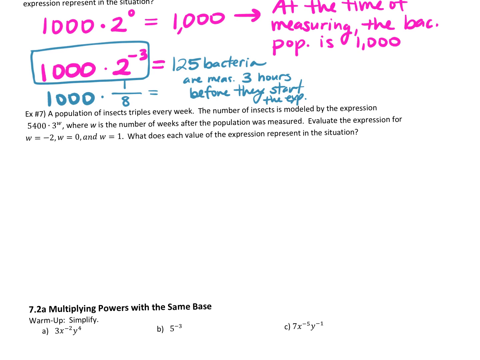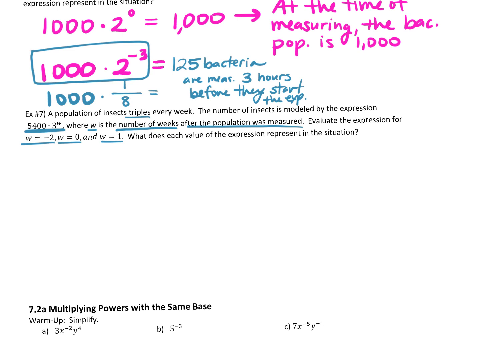A population of insects triples every week. The number of insects is modeled by the expression. Okay, notice the tripling here. That's what the 3 is doing for us. W is the number of weeks after the population was measured. Evaluate for W equals 2, W equals 0, and W equals 1, and tell me what it means for each one of those, okay? So you're gonna chat with the people around you or do it on your own. See what you get here. I'll tell you what you should be getting here in just a minute, and then we'll be done.